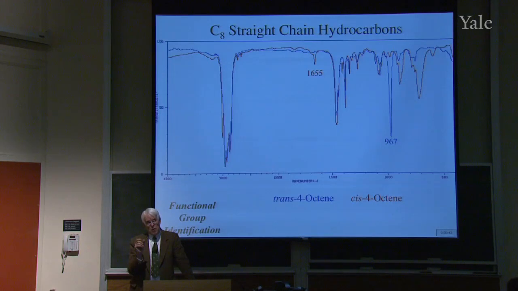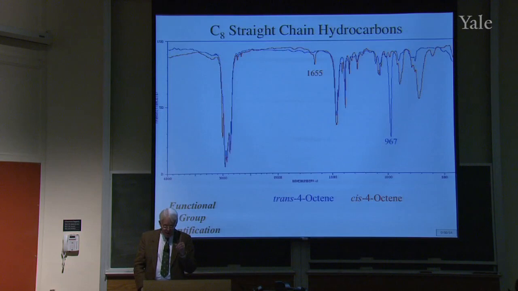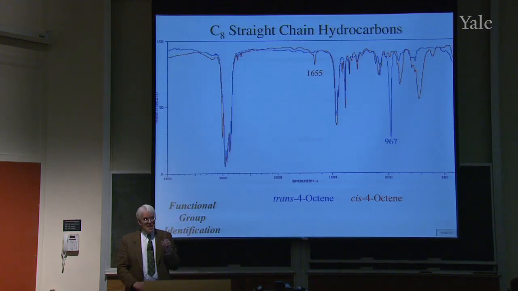It's not involved in an H. It's very high frequency, but it doesn't involve H. Those are up around 3,000. Any ideas for this one? The double bond stretching. Now, why do you see it in cis 4-octene, but you don't see it in trans 4-octene? Right?